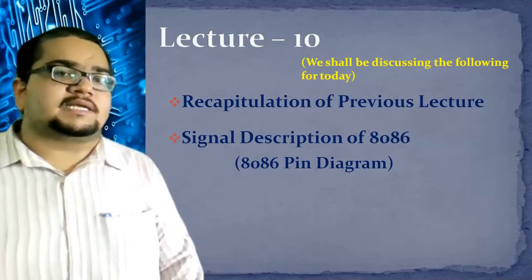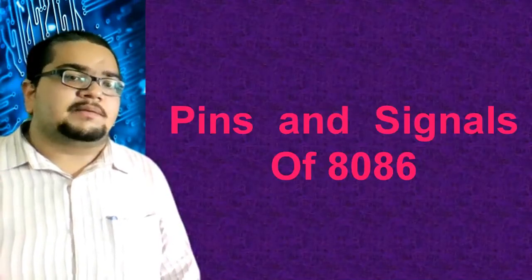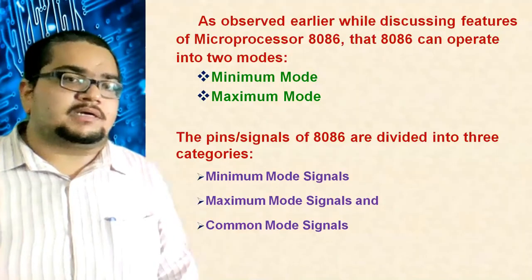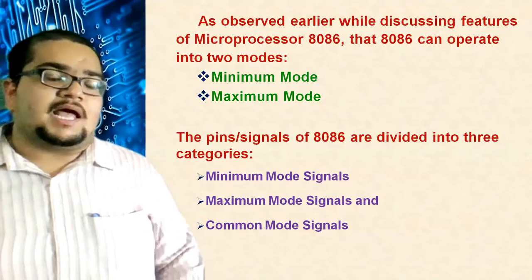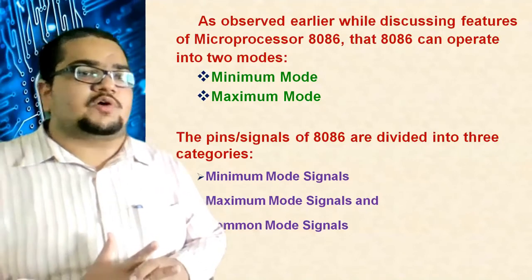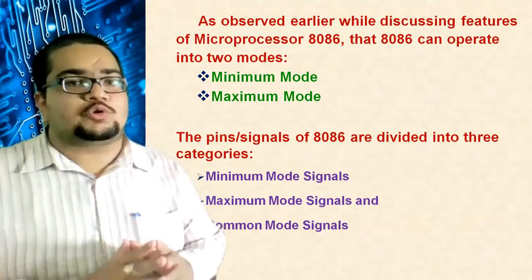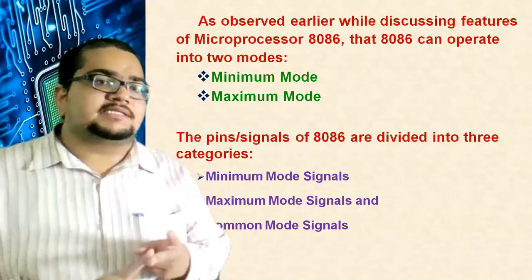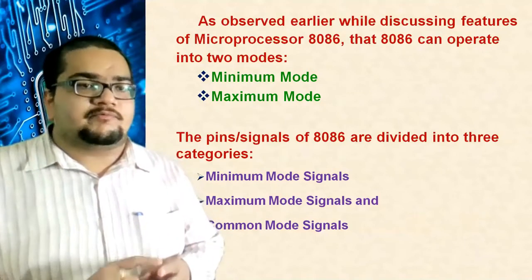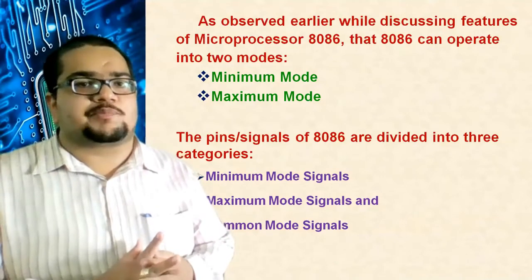Now, talking about the signal description of 8086, we can initiate it by a particular categorization based on the working modes of 8086. If you remember, while discussing the features of 8086, we talked about one particular thing: that 8086 can work in 2 different modes. One is the minimum mode of operation, the other is the maximum mode of operation. Briefly, I'll tell you what minimum mode and maximum mode are. We'll elaborate as we progress.